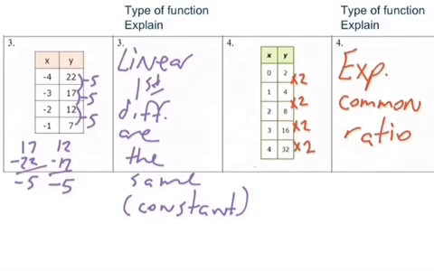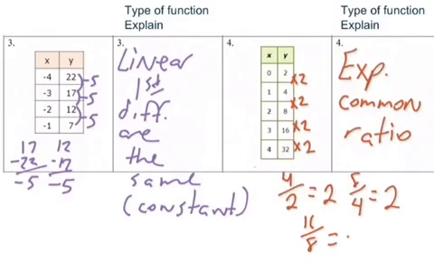Now, if you were unable to determine that you were being multiplied by 2, for exponentials, you would be dividing the second number by the first number, the third number by the second number, and when you're dividing, if you get the same number, then that means that it would be exponential because it has a common ratio.